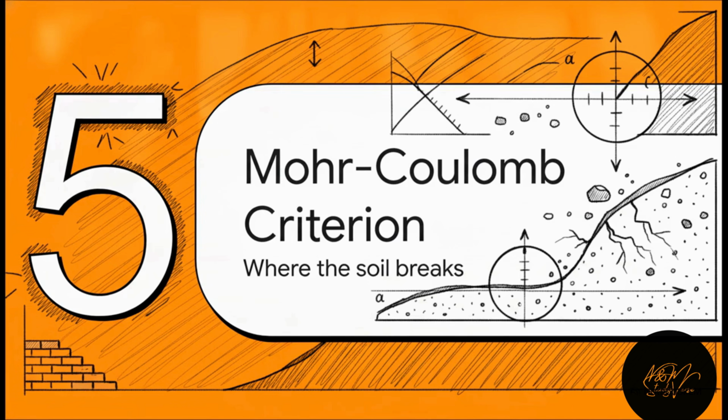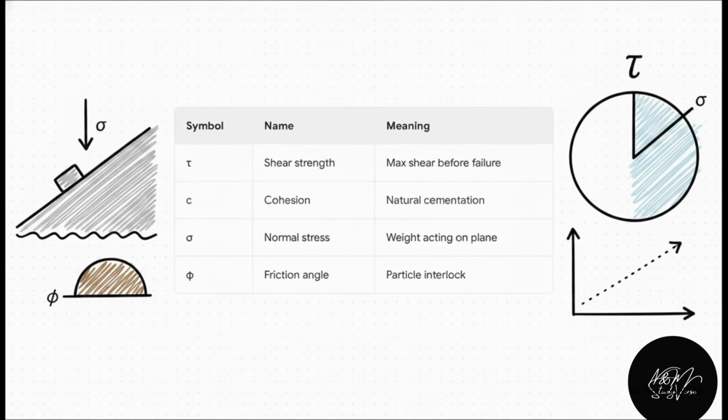Section 5. The Mohr-Coulomb criterion, or exactly where the soil breaks. Now we combine Mohr's graphical circle with Coulomb's hypothesis to figure out exactly when our soil is going to surrender to the load.